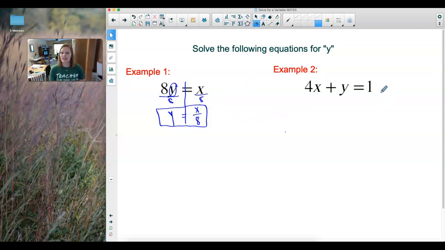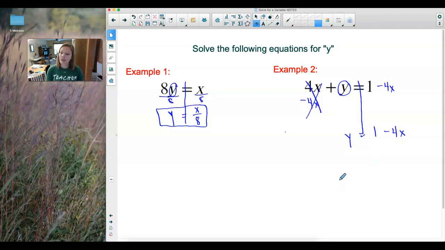Okay, the second one, again, we want to get y by itself. So we want to be able to get this all alone. We see that it says plus 4x. So that means I want to minus 4x from both sides. These then cancel. And I have y by itself. So y equals 1 minus 4x.